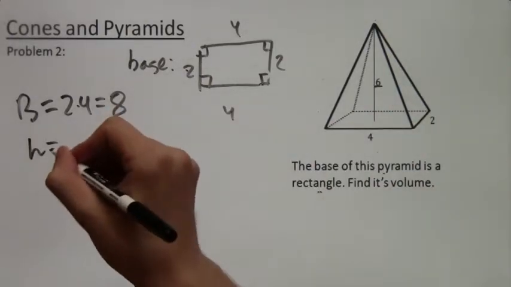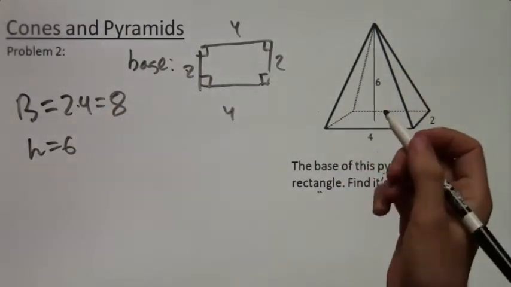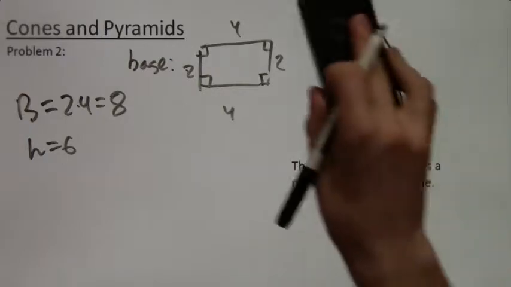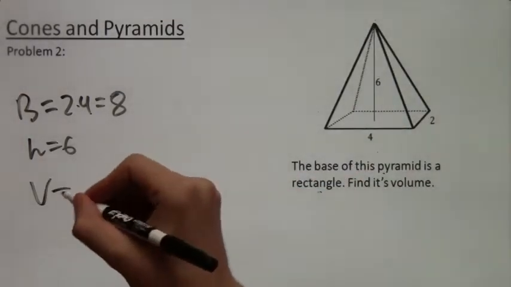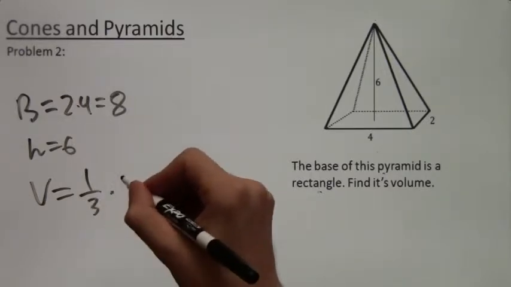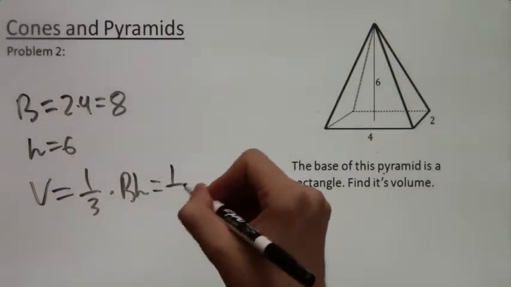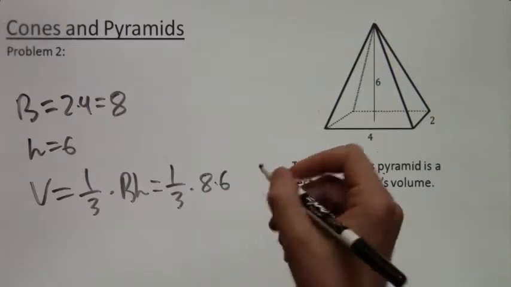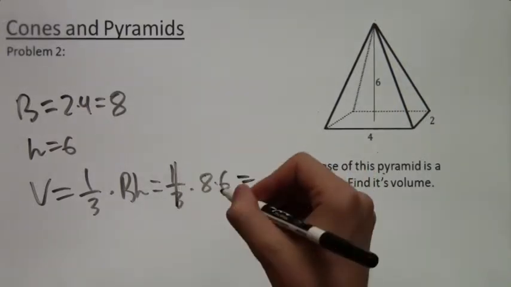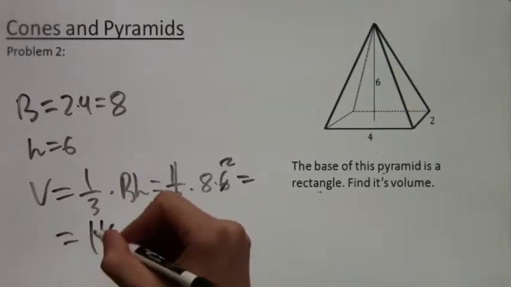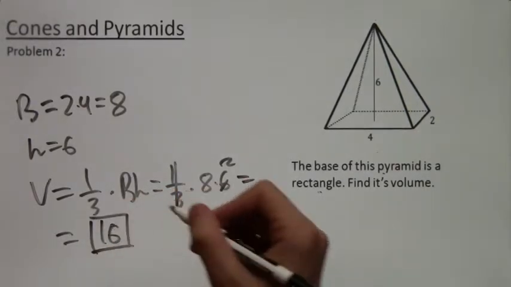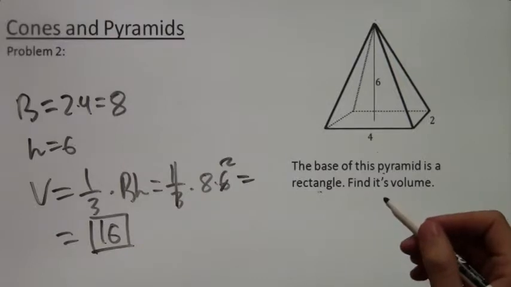Next, we look at the height. The height is 6. That's the distance from that top vertex to the base. And we calculate the volume. It's 1/3 BH, which is 1/3 times 8 times 6. We just plugged in the things that we know. 6/3 is 2, so this simplifies, and we get 16 in the end. The volume is 16.